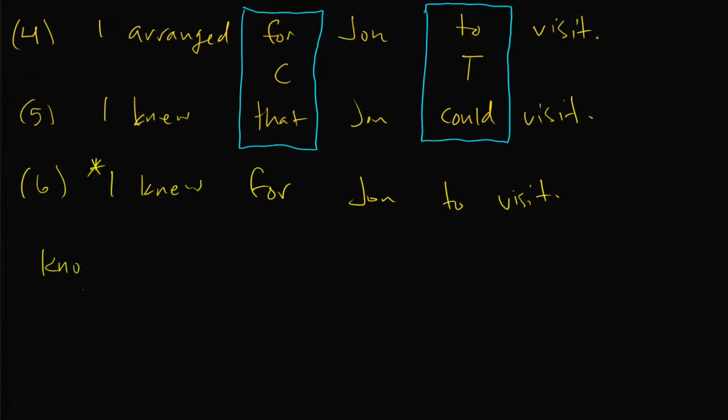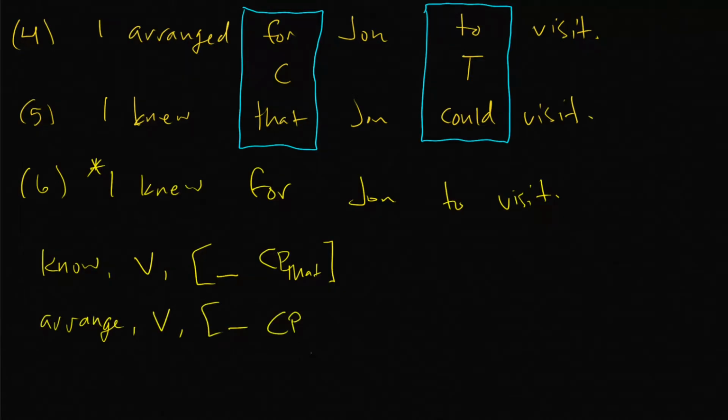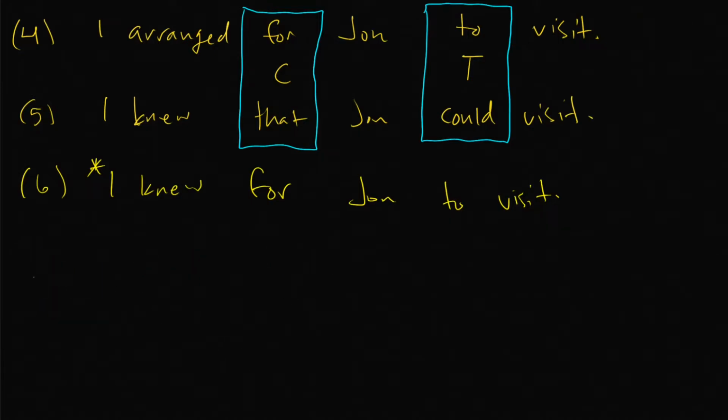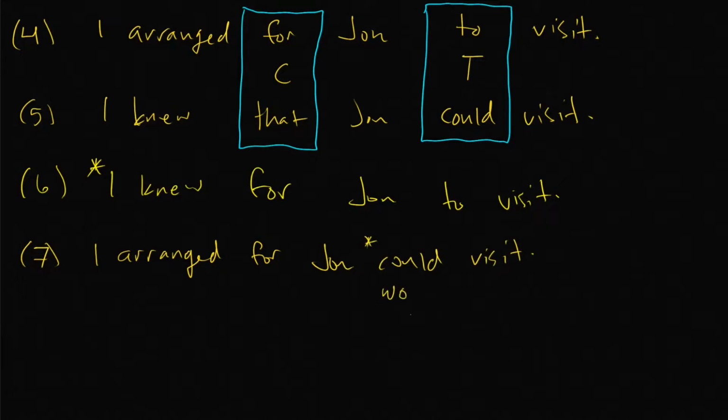So verbs like "know" stipulate in their lexical entry that they can accept a CP complement as long as that CP is headed by "that". And verbs like "arrange" stipulate in their lexical entry that they only accept a CP headed by "for". So we can capture that. But what we can't capture yet is the fact that we can't say things like "I arranged for John could visit." We can't say could, can't say would, can't say should, can't say any other modal, may, might, will, etc.